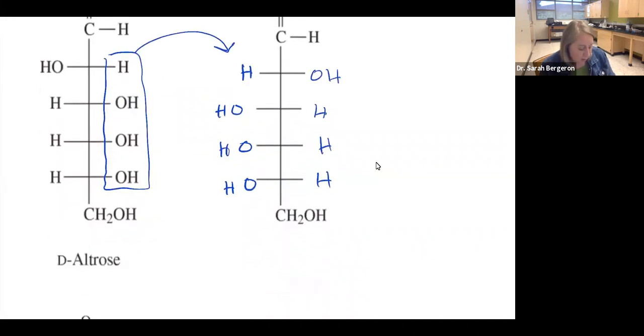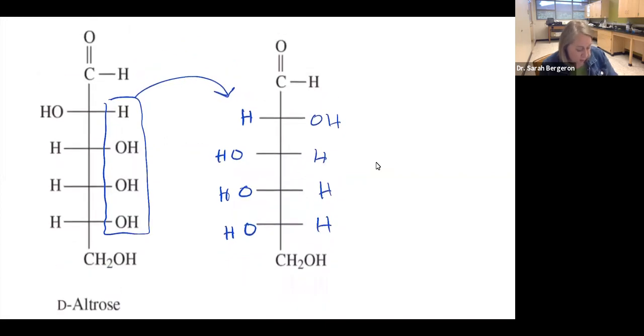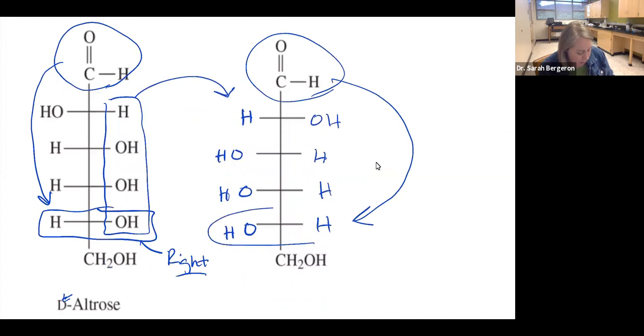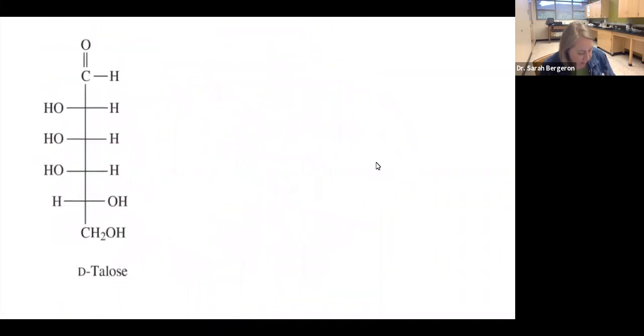So if this one is D-altrose, because we look at our farthest chiral carbon and the hydroxyl is on the right, that gives us the D enantiomer. Here, we go to our farthest chiral carbon, and it's on the left. So this must be L-altrose, okay? All right, let's see, we got another one.